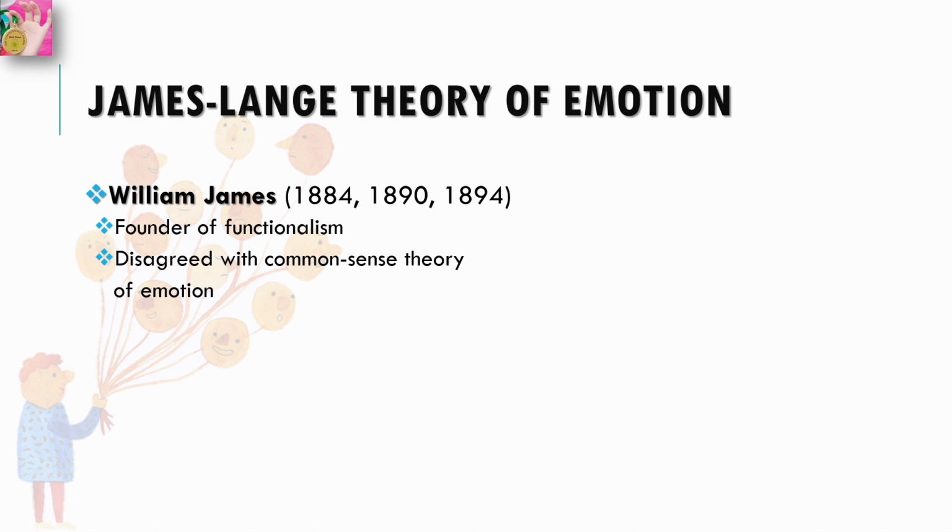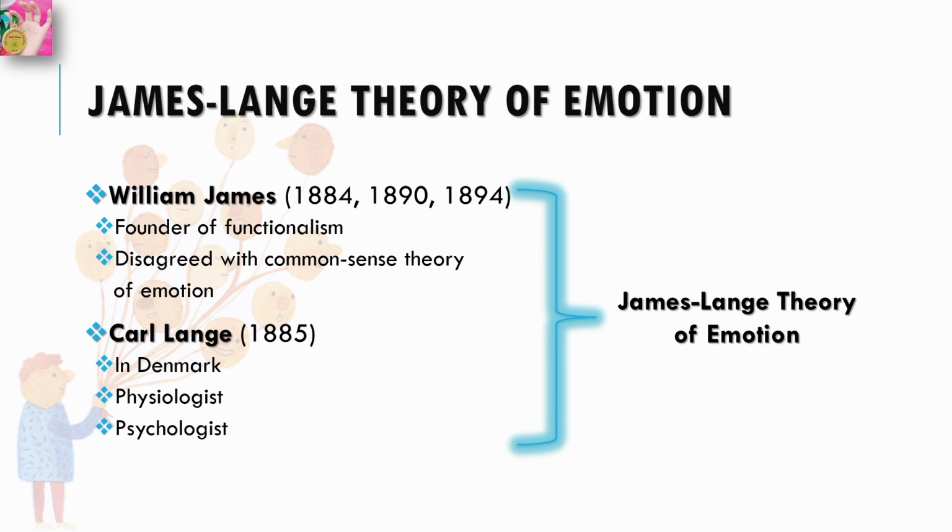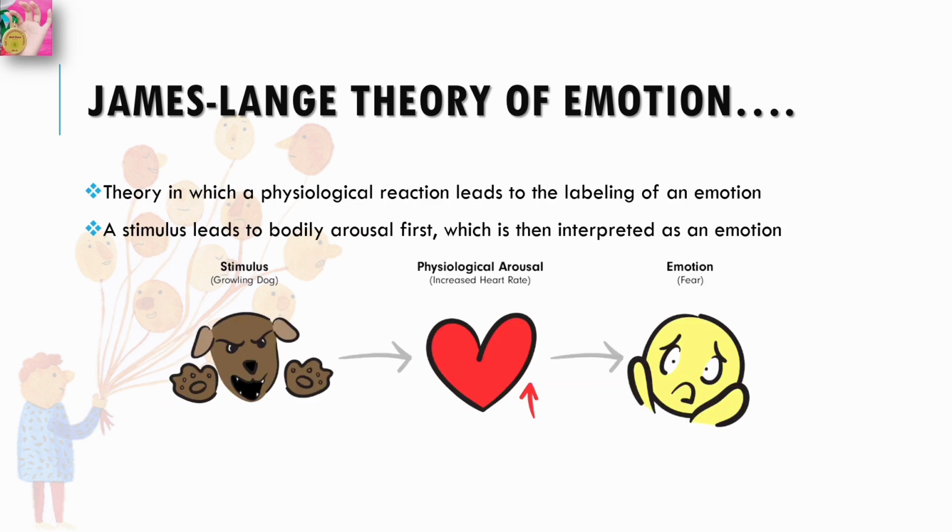At nearly the same time, a physiologist and psychologist in Denmark, Carl Lange, in 1885, came up with an explanation of emotion so similar to that of James that the two names are used together to refer to the theory, the James-Lange theory of emotion. According to the James-Lange theory of emotion, it is a theory in which a physiological reaction leads to the labeling of an emotion.